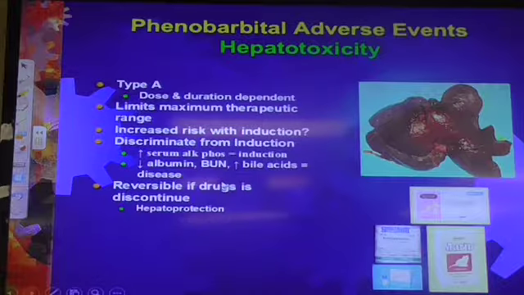Look at your other liver tests, not just serum alkaline phosphatase. Now, if you see liver failure, once you see that, it's out of the dog, and there's nothing you can do there. But if you catch the liver disease and you stop the phenobarbital early enough, you can actually buy this animal a lot of time.